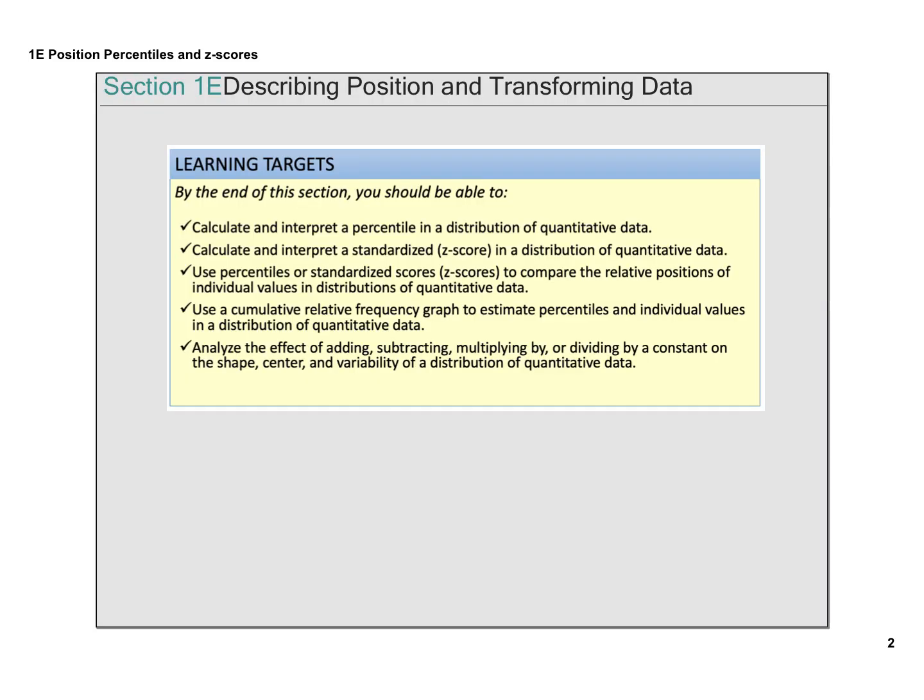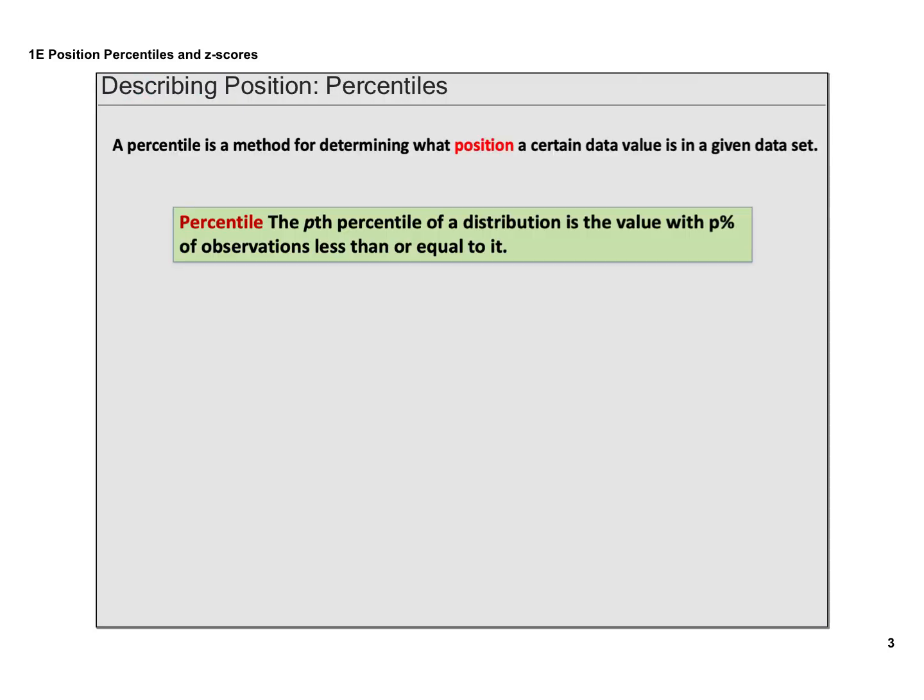So starting off, we're going to start talking about percentiles. And a percentile is a method for determining what position a certain data value is given in the data set. So the position is what we're focusing on here. The pth percentile, so the 50th percentile or the 30th percentile, of a distribution is the value with p% of the observations less than or equal to that value.